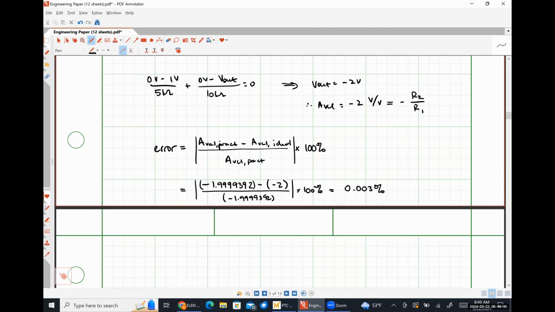So what does this tell us? Well, effectively, it tells us that anytime we're dealing with a negative feedback op-amp circuit, we can just use the ideal model because the amount of error that's introduced by using the ideal model over the practical model is relatively insignificant.